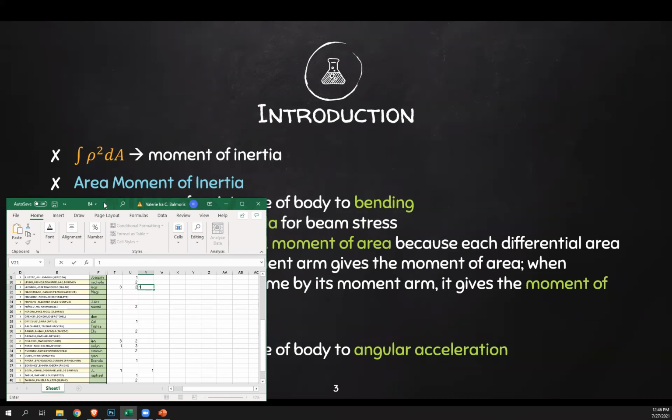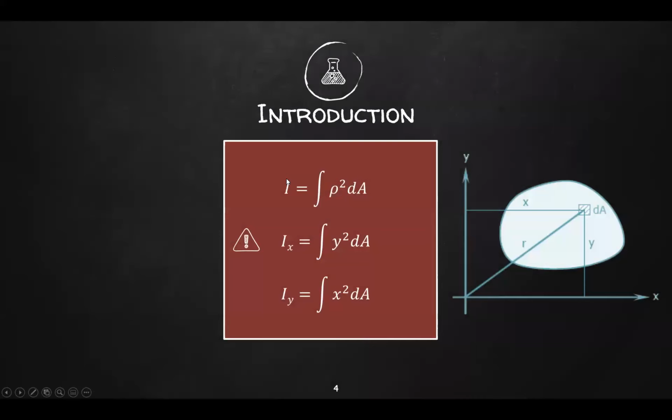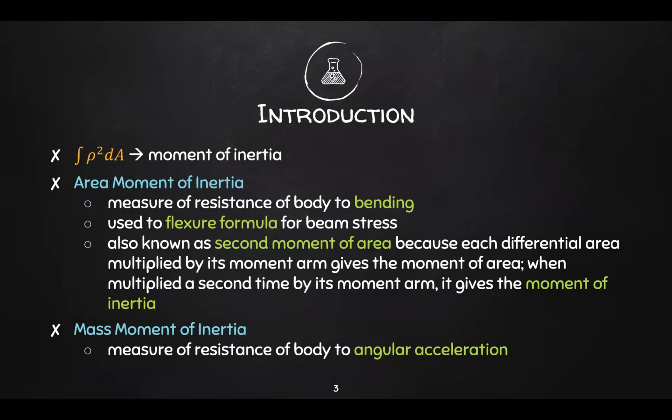Okay, very good. We're focused on area moment of inertia. So area moment of inertia, again, is a measure of resistance of a body to bending. It's also used for flexure formulas for beam stress. So you're gonna encounter this again in future design subjects for beam stress and flexure formula. It is also known as second moment of area because each differential area multiplied by its moment arm gives the moment of area. And then, when multiplied a second time by its moment arm, it gives the moment of inertia.